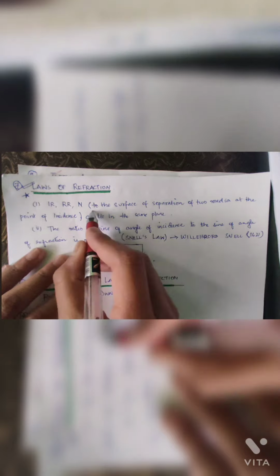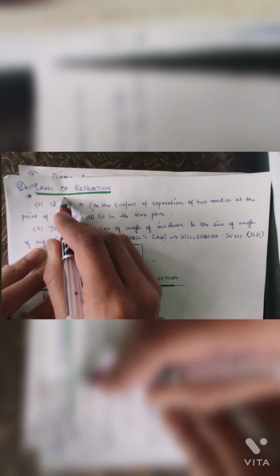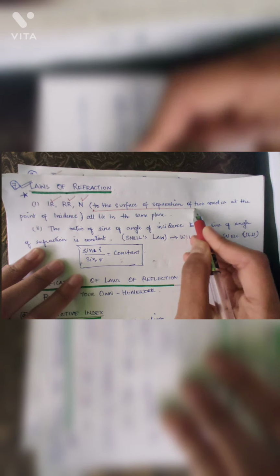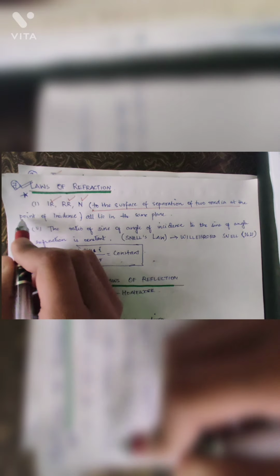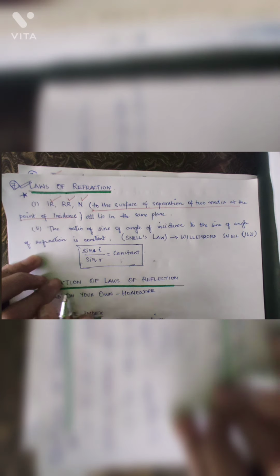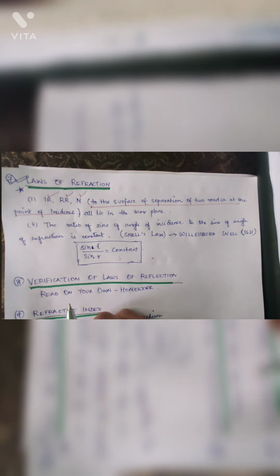But here, this point is important. The incident ray, the refracted ray, and the normal to the surface of separation of two media at the point of incidence. To the surface of separation of two media. Because here, there are two media now, right? In refraction, there are always two media or more, right? There's not only one medium.